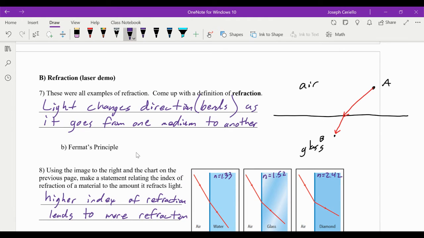So we came up with the definition for refraction. It was basically this idea that light changes direction or bends. We use the word bends a lot as it goes from one medium to another. This is due to Fermat's principle. Why does this happen? What you'll notice here is that when the light goes from air into glass, it takes this kind of bent, non-straight route because light will take the fastest route between points A and B, which is not a straight line. Just like the dog, it's not a straight line because if you travel at different speeds through different mediums, then the fastest route might be a little bit different.